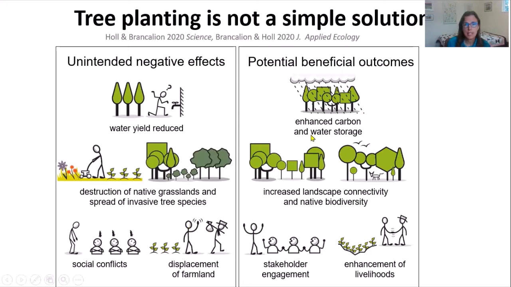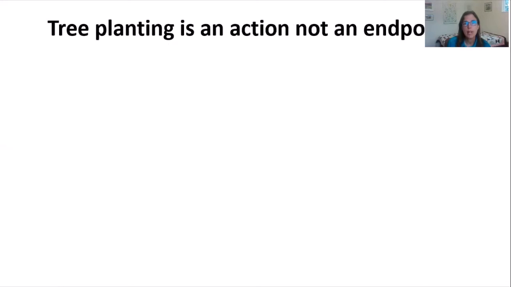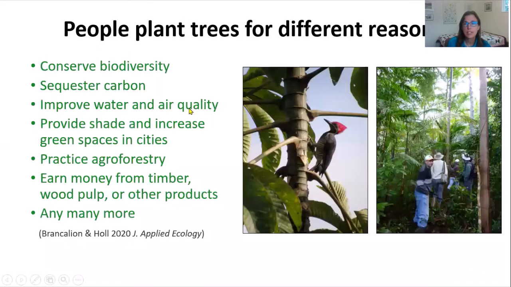In order to increase the potential beneficial outcomes and minimize unintended negative consequences, we need to do a better job of tree planting efforts. The first thing to recognize is that tree planting is an action, not an endpoint. People plant trees for many different reasons, and it's important from the outset to talk about what those are for a given project. People plant trees to conserve biodiversity, to sequester carbon, to improve air quality, also to practice agroforestry or earn money from timber, and many, many more reasons.